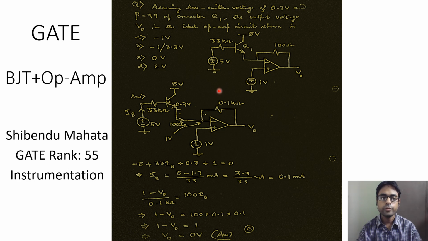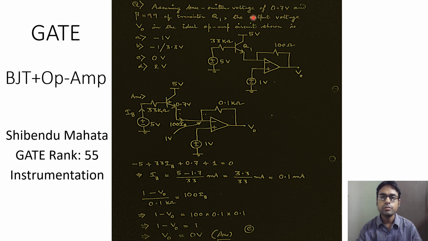This is a GATE problem from the analog electronics module, and looking at the circuit we can find that this is a combination of concepts from the bipolar junction transistor as well as that of the ideal operational amplifier. So here is the problem statement.